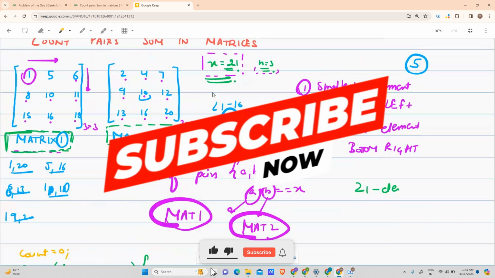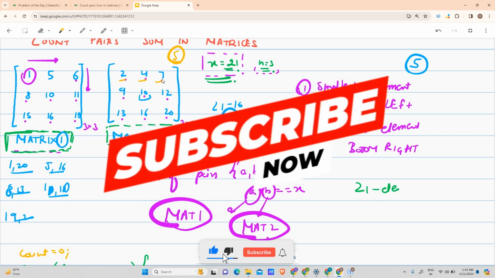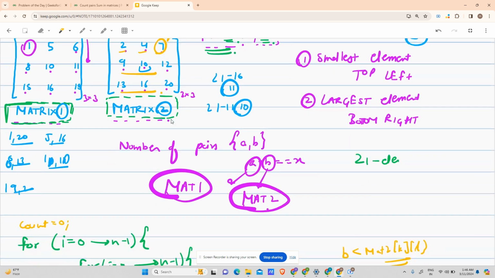What I'm saying is, suppose I'm finding 5. I traverse, this is not 5, this is not 5, this is not 5. Then 7 is actually greater than 5. So is there any chance that I can find a 5 further on? Not possible. Why? Because it is given to us that the matrix is strictly sorted.